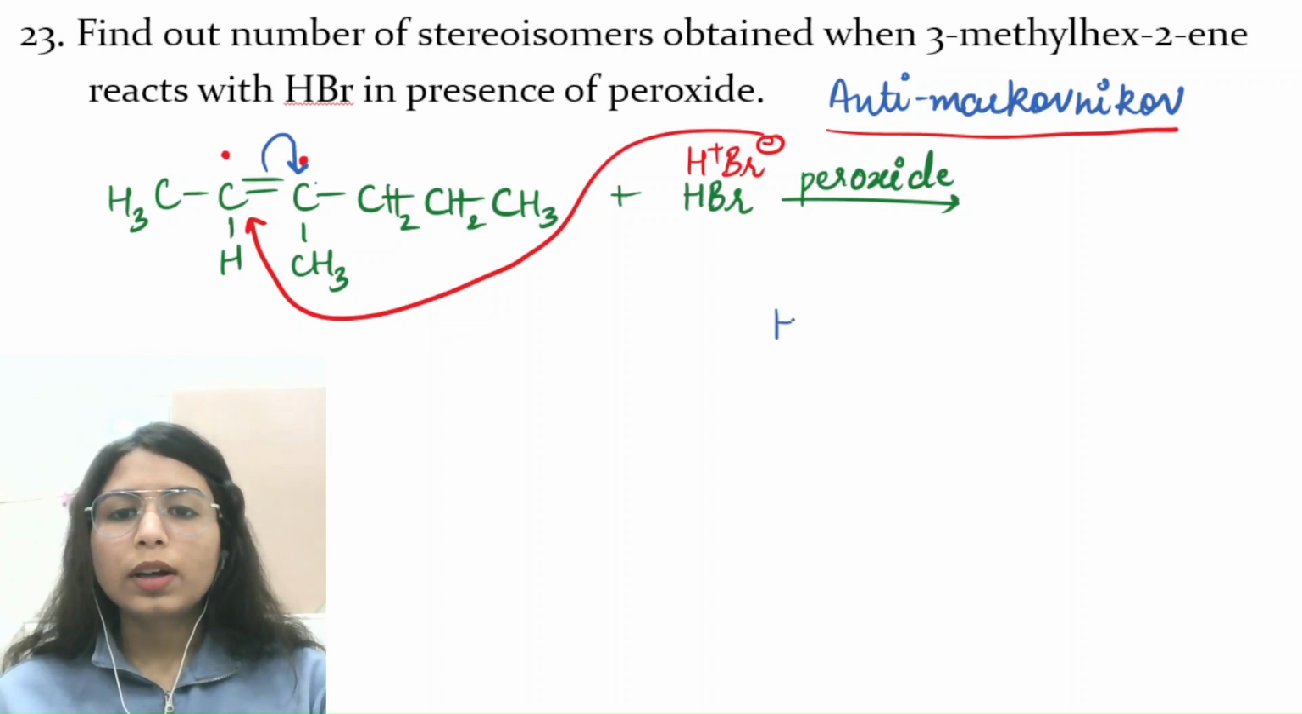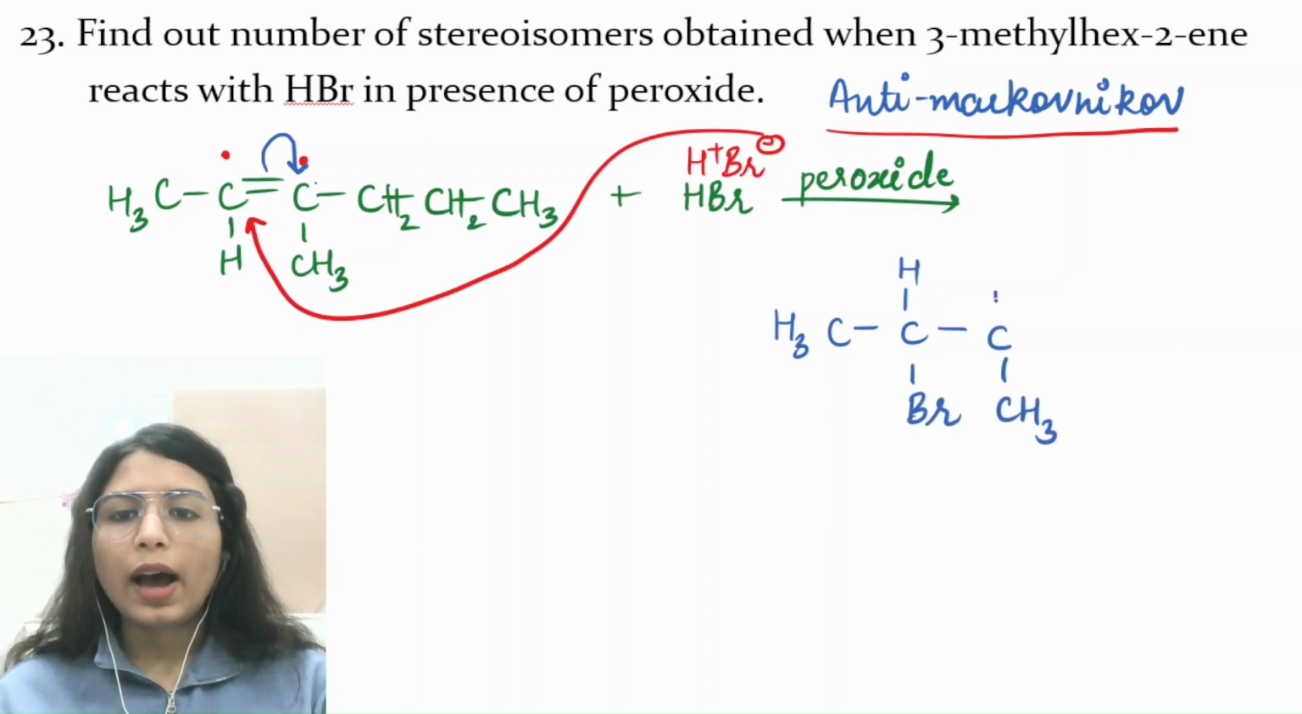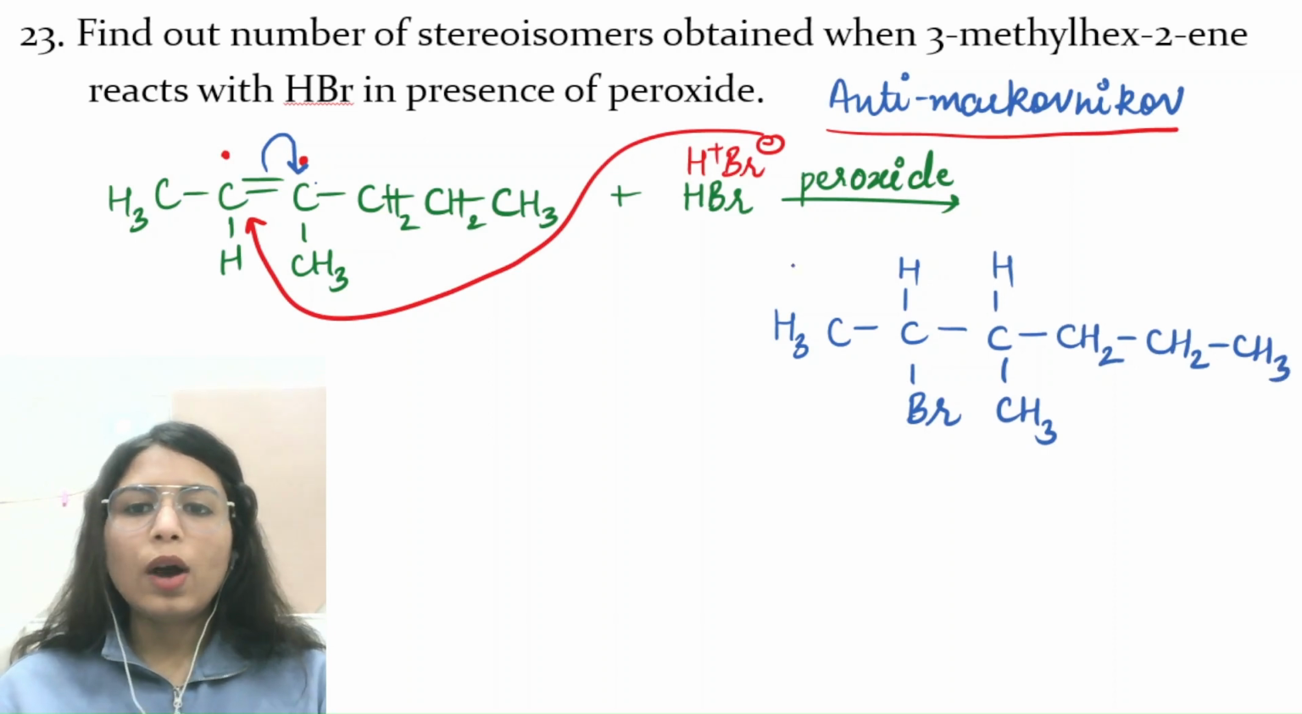What is the compound that is going to form? That is HBr, then we have CH3, hydrogen over here, then CH2, CH2, CH3. Now come back to the question.